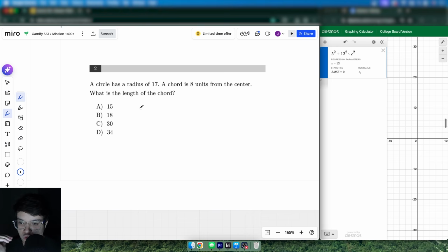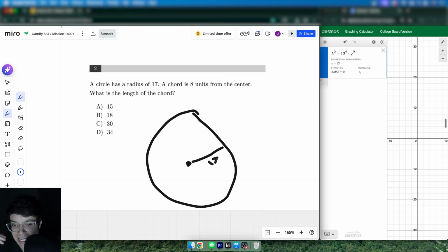This one, a circle has a radius of 17, so something like that. And then a chord is 8 units from the center. So drawing this, there'd be 8 units to get to this chord. And then it's asking here, what is the length of the chord? So I kind of drew this radius in a really bad way, so you could just pretend like it's over here just to make it easier. So 17 there. It's asking what is the length of the chord.